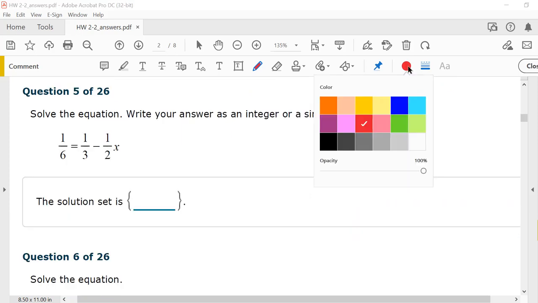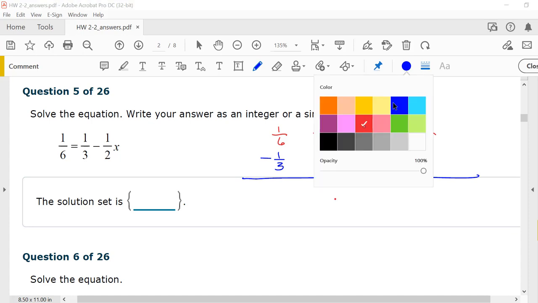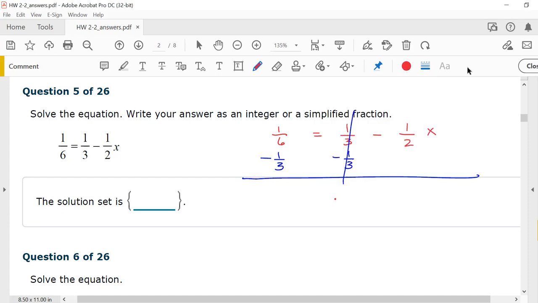Number 5, do not panic just because you see fractions. Your calculator handles fractions beautifully. 1/6 equals 1/3 minus 1/2 x. To isolate x on the right-hand side, first thing you have to do is subtract 1/3 from both sides. 1/3 minus 1/3 is 0. 0 minus 1/2 x is just negative 1/2 x.